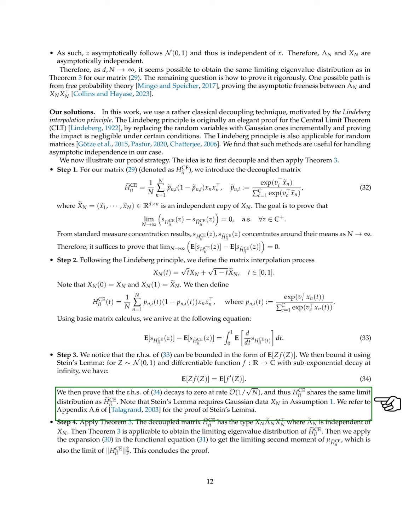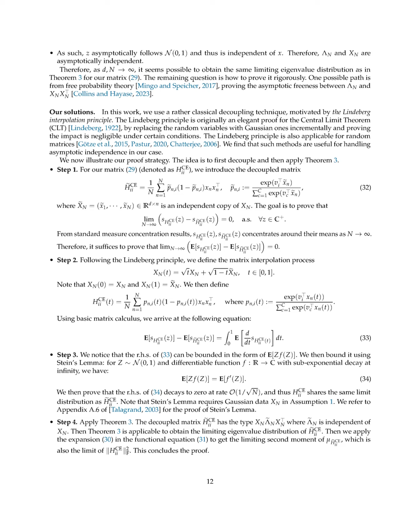4. Finally, we apply the theorem to the decoupled matrix, which meets the independence criteria, allowing us to obtain the limiting eigenvalue distribution. We then use the functional equation to find the limiting second moment, concluding our proof.